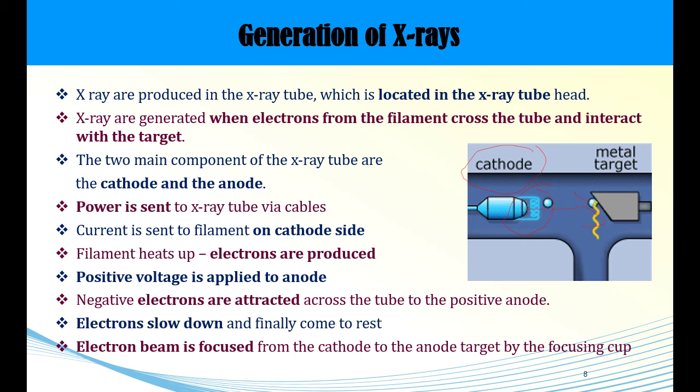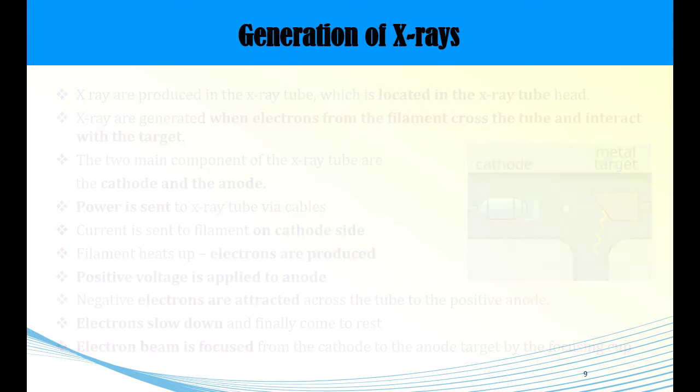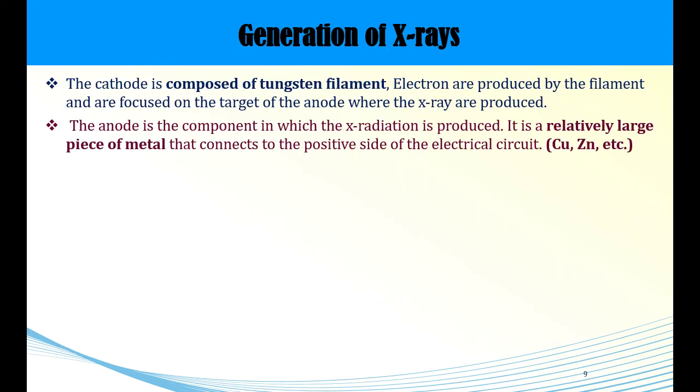What is happening is that electrons produced from the cathode travel to the anode and strike on the anode. After striking or bombarding, they come to rest. The electron beam is focused from the cathode to the anode target by the focusing cup. That filament is nothing but a focusing cup, and from that we can focus the electrons onto the anode. This is the simple generation of X-rays.